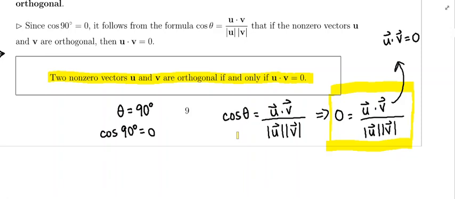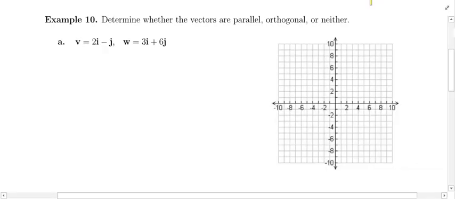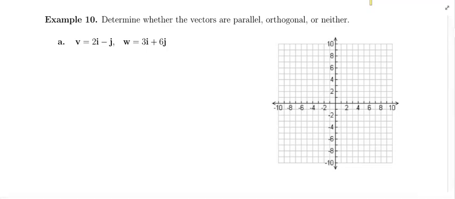All right, so let's do some practice with example 10. We are going to determine whether the given vectors are parallel, orthogonal, which means perpendicular, or neither. Again, it's not a requirement to draw things out, but having a visual does help you gauge whether your answer is correct or not. So we are going to start with part A.